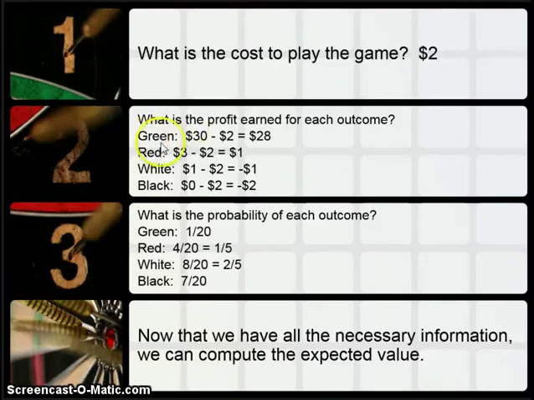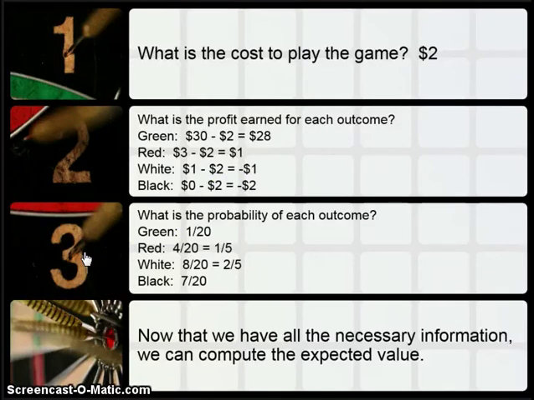So for the green marble, we win $30, but paid $2 to play, so the profit is $28. For the red marble, we win $3 and pay $2, so the profit is $1. For the white marble, we paid $2, but won only $1, so we have a negative $1 profit. And for the black marble, we win nothing, still had to pay the $2, so we have a negative $2 profit. Third, we need to know the probability of each outcome.